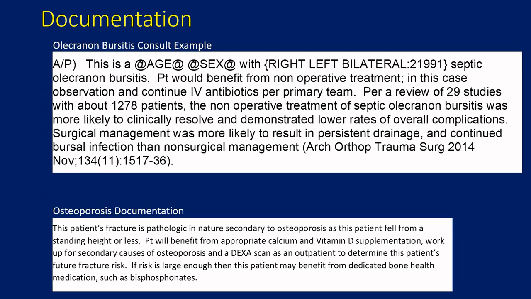Here are some examples of some documentation improvements. This is an olecranon bursitis consult note that I have, and I've got a phrase there at the end in my assessment and plan where I'm able to cite a specific citation and why non-operative management is going to be selected rather than operative management. And so it's very clear to the teams that discuss it with me what the plan is going to be.